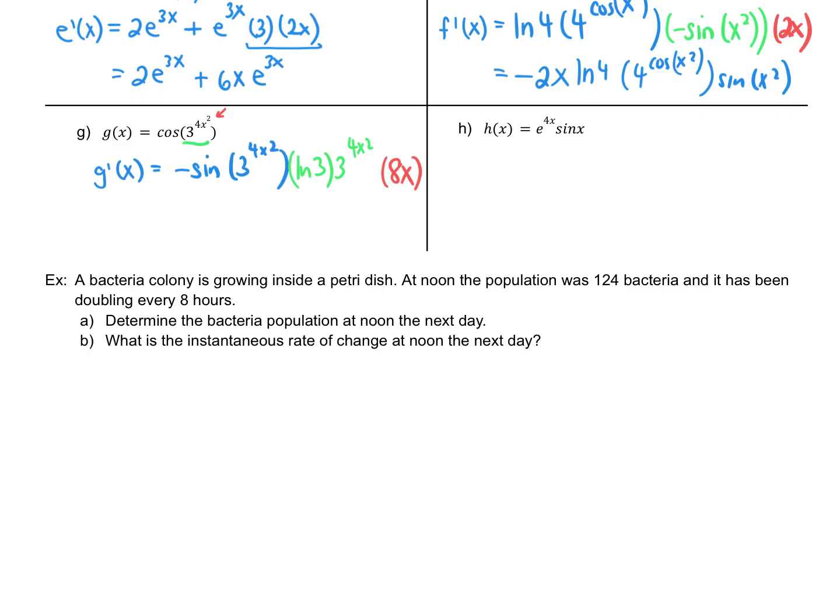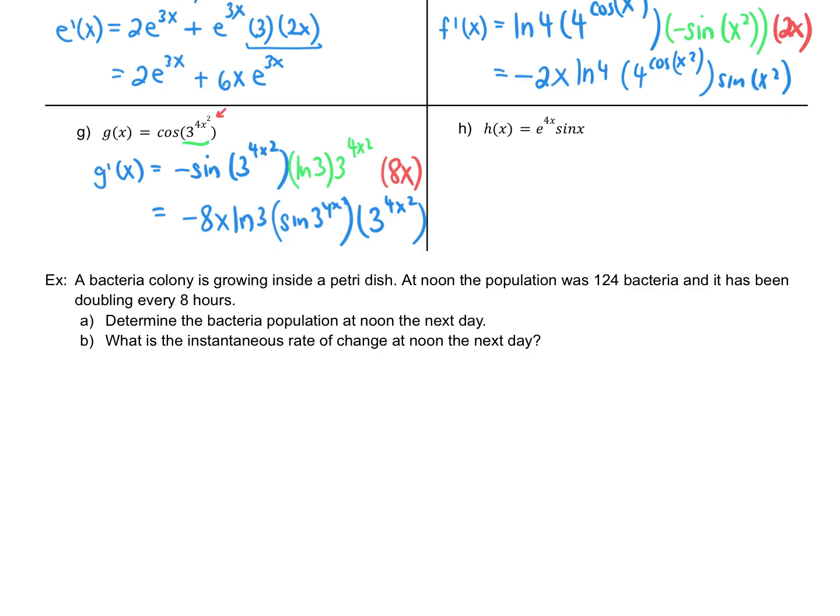If I wanted to clean up, maybe I put the 8 out front, the x, the ln 3 all together, then sine of 3 to the 4x squared, and then 3 to the 4x squared.